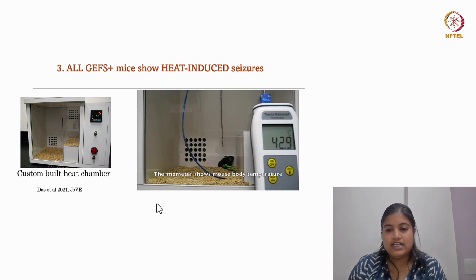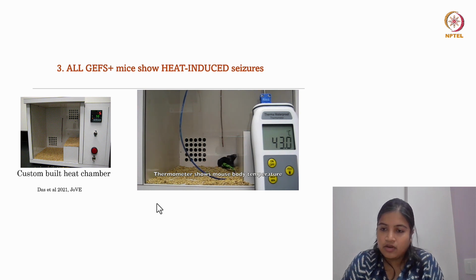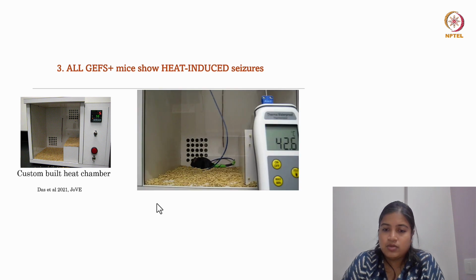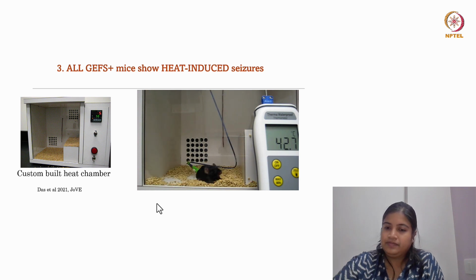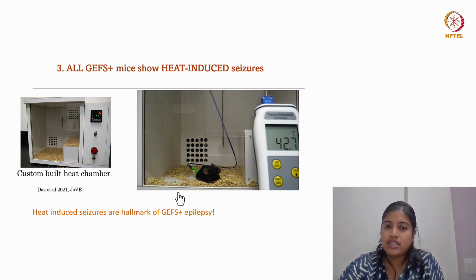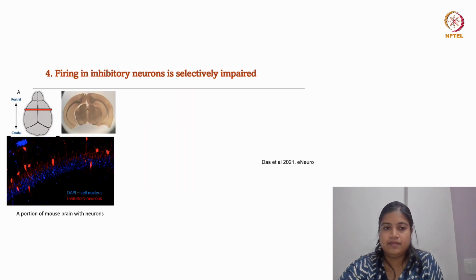So here we have a wild type mouse, and you can see the body temperature on the thermometer. Here we have a mutant mouse, and now it is undergoing a seizure. So heat-induced seizures were found to be a hallmark even for the GEFS plus mouse.